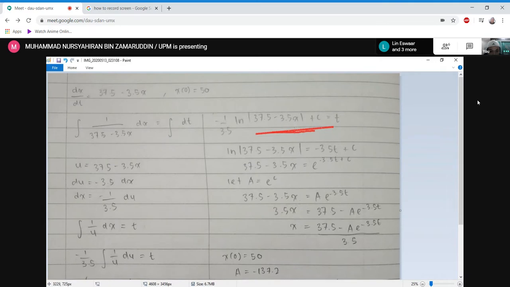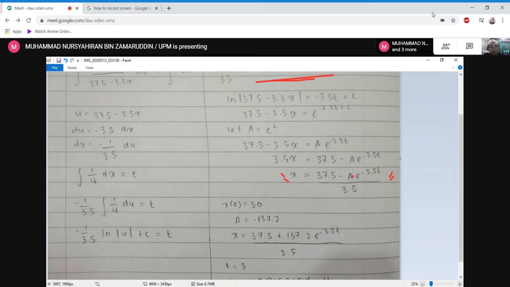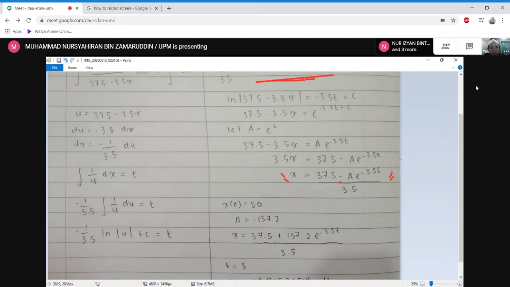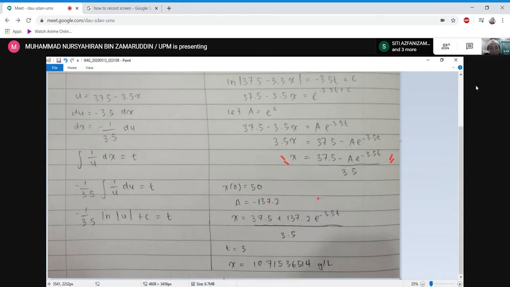In my case, I want to make the x variable alone on the left side so that we can solve our problem more easily. Then we rearrange some more and simplify the equation, and we get this equation right here. We still cannot solve our problem yet because we have one unknown. That's when we can substitute our initial value, which is x equals 50 and t equals 0, into our equation. Then we get the value of A, which equals negative 137.2. Then we can finally use the equation to solve our problem: when t equals 3 minutes, the concentration is x equals 10.71536514 g/L.